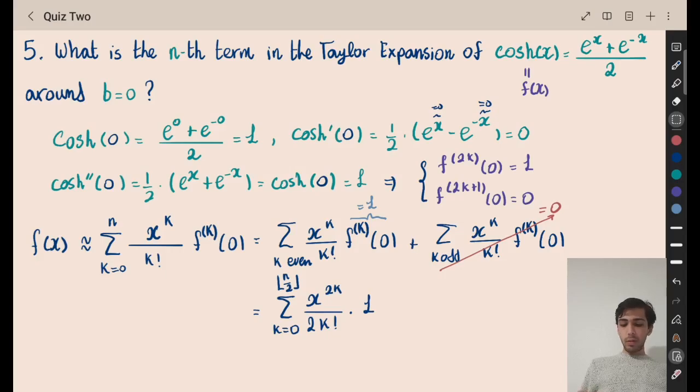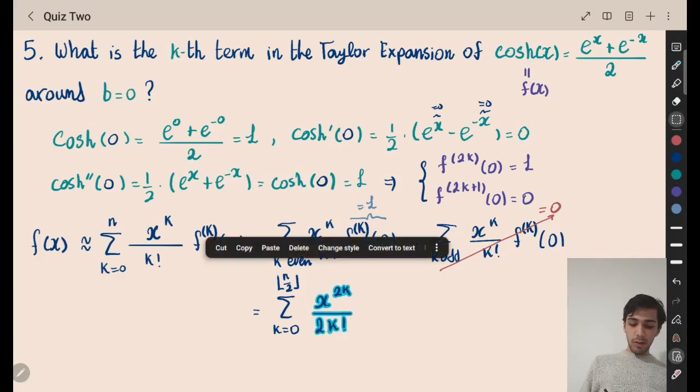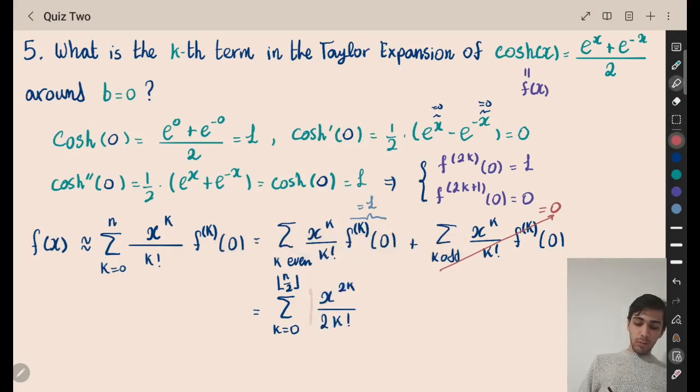And if you're wondering what happens, you could in principle take a limit to infinity, do whatever you want. But if you would like to describe the nth term, or let's now say the kth term, then the kth term is given by x to the 2k divided by 2k factorial, simply because all the odd terms cancel out and all the even terms, as you can see, double in this very specific way. If you add the half and the half, you get the 1.